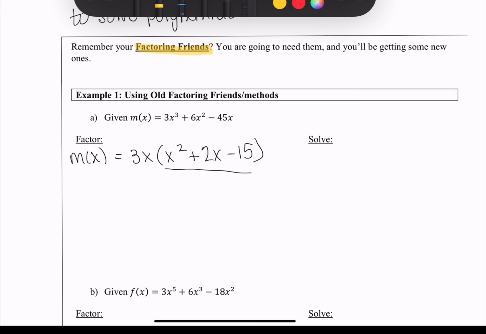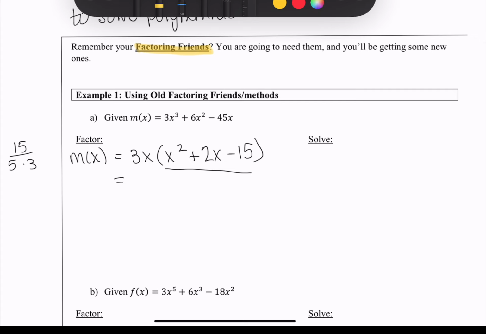It doesn't look like a difference of 2 squares. It doesn't look like a perfect square trinomial. So if anything, it's probably going to be a guess and check. So I need to find factors of 15 that maybe add or subtract to give me 2. And in fact, 5 and 3, I can take the difference of those and get 2.